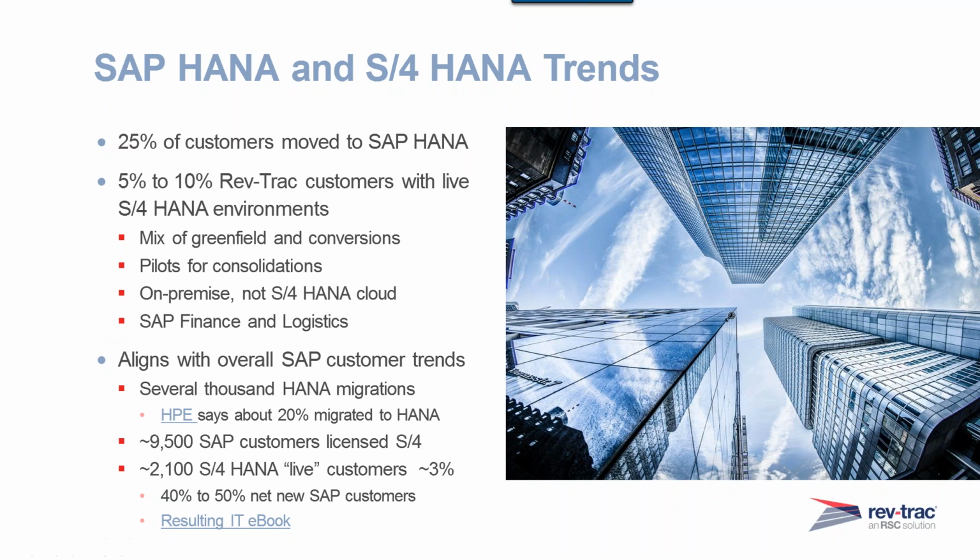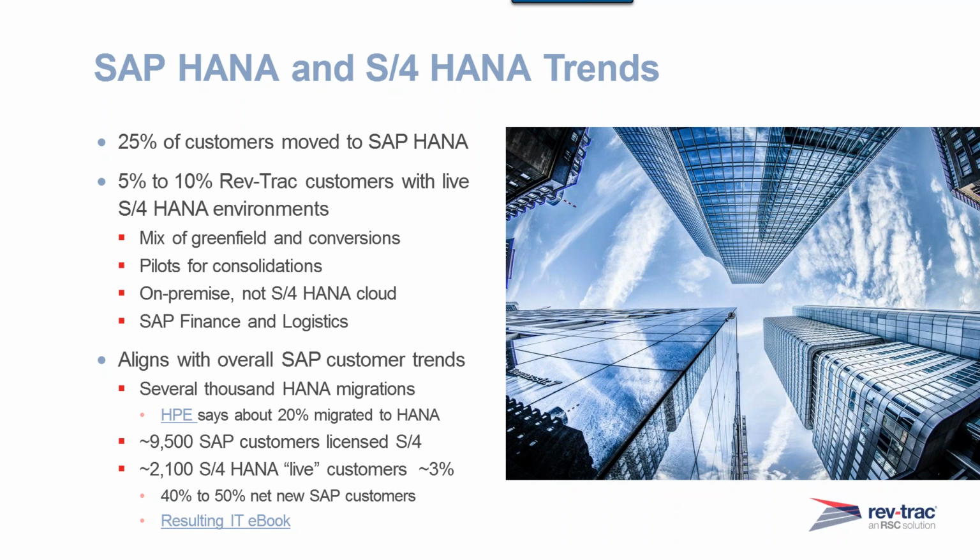Now, the number of S/4HANA customers, licenses, and go-lives is really a much more interesting and sometimes controversial topic. We'll avoid any controversy today, but it's safe to say that the SAP reported numbers, as we show here, have to be taken with a little bit of a grain of salt. But even with these perhaps overestimated numbers, the 2,100 live S/4HANA customers, once adjusted for net new customers, because 40 to 50% are net new, we come up with about, let's say, 1,200 R3 customers who have converted at least partially to S4.